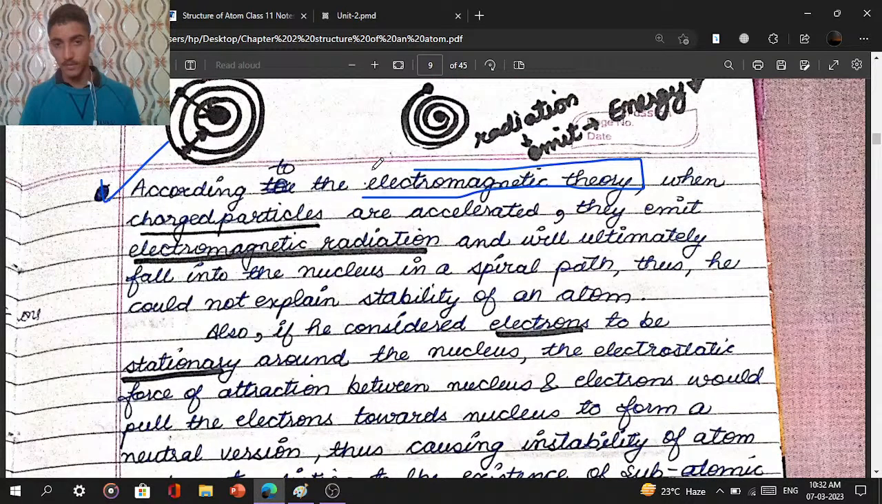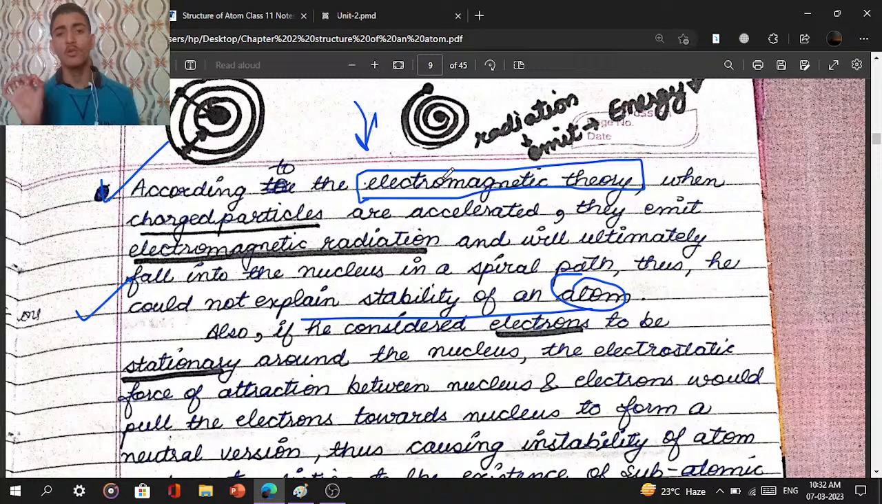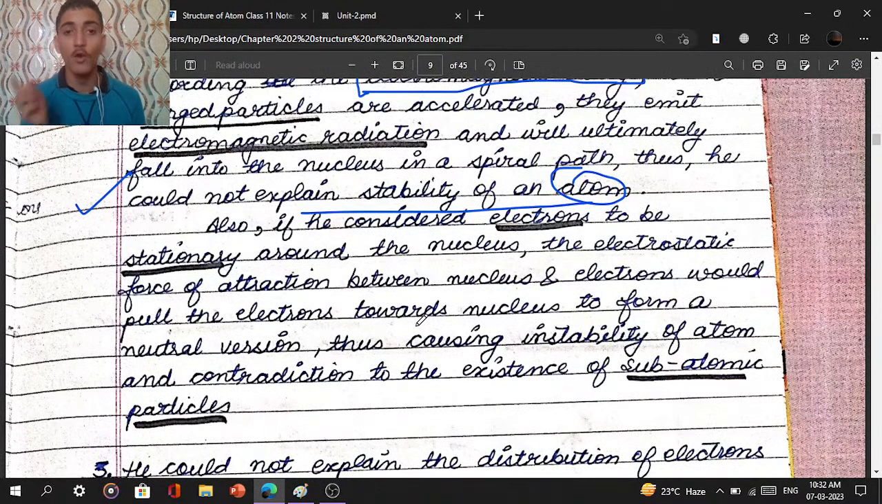According to the electromagnetic theory, when charged particles are accelerated, they emit electromagnetic radiation and will ultimately fall into the nucleus in a spiral path. Thus, Rutherford's model could not explain the stability of the atom. Yesterday, I didn't take this name. I had just told you that according to classical physics, these electrons must fall like in the diagram I showed you. If you haven't watched that video, go and watch it.